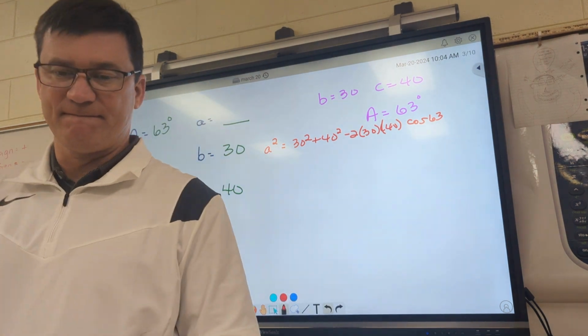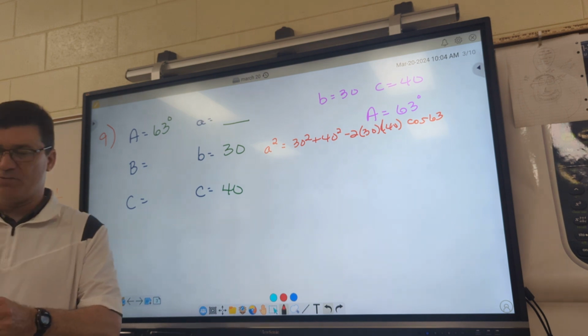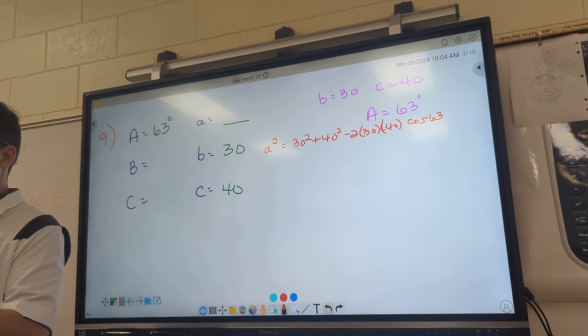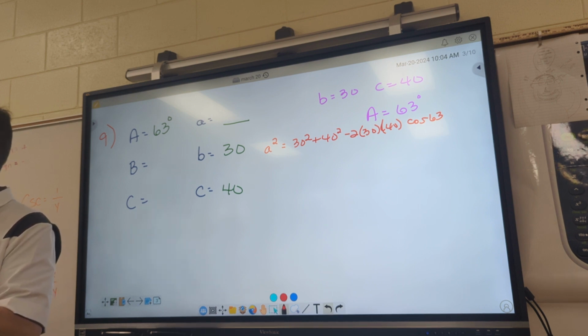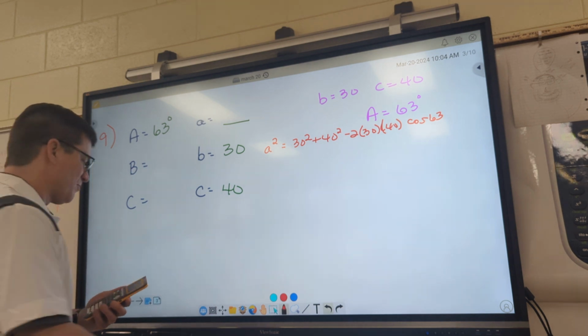Let's see what we get. And again, make sure your calculator is not in radian mode or it will not give you the right answer on this. 30 squared plus 40 squared minus 2 times 30 times 40, cosine of 63. I got 1,410.422. Find the square root of that. Anybody get 37.6? Yes.